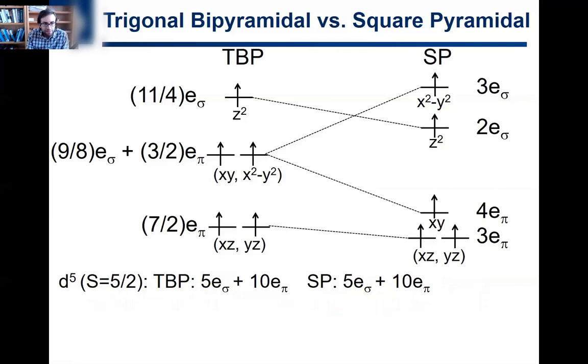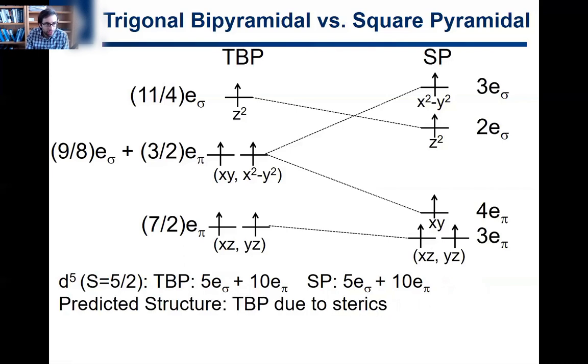What about d5 with a spin of 5/2? That's kind of interesting. So now you're in a sextet, right? 2S plus 1, 2 times 5/2 is 5, plus 1 is 6, so we call it a sextet. These are actually equal. And so if they're equal, sterics wins. So no matter the ligand, sterics is going to win because you're always going to have some non-ideal overlap that will help the TBP case. All right, and indeed, this is what you see. Something like this iron chloride complex is trigonal bipyramidal.